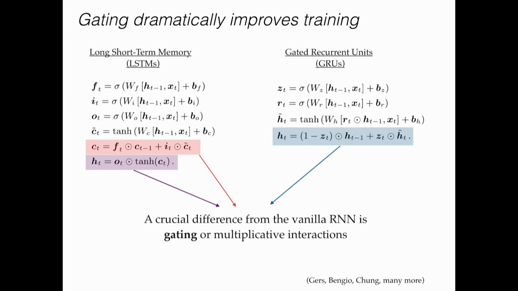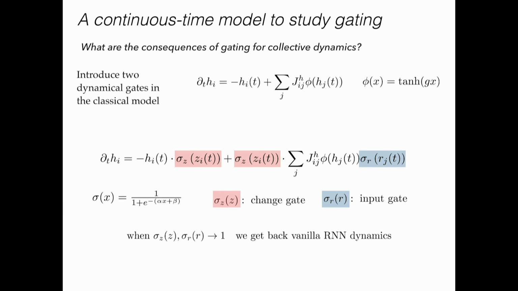And if you want to train an RNN in machine learning, you're almost surely going to be using something with gating, like an LSTM or a GRU. So what Kamesh and Tankut wanted to do was think about what you can say about the dynamics of randomly wired versions of these kinds of networks. And so they started with a continuous time model. So instead of having this additive dynamics, now you add two kinds of gates.